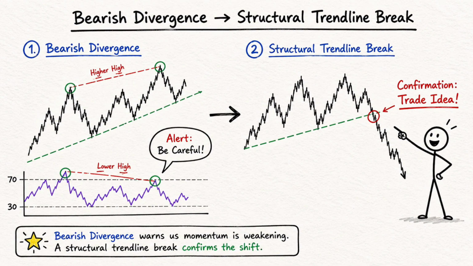But here's the catch. Divergence can appear long before price actually reverses. So don't immediately short every bearish divergence. Instead, treat it as an alert. Then wait for something else: a structure break, a trendline break, a reversal candle, or a failed breakout. Divergence says, be careful. Confirmation says, now you have a trade idea.